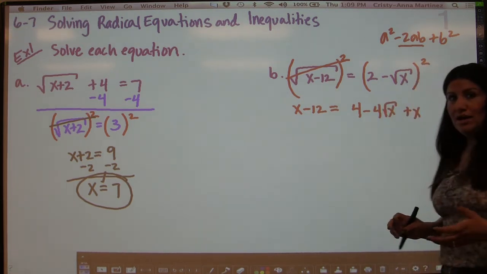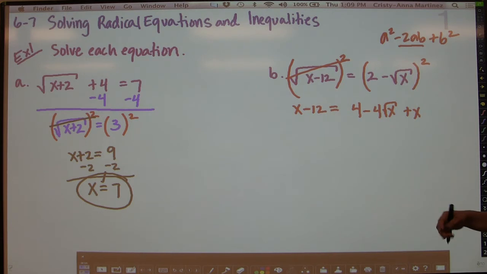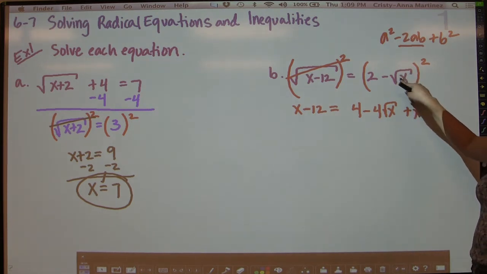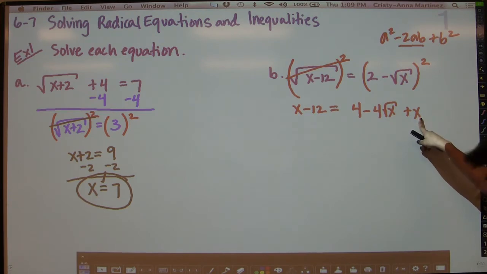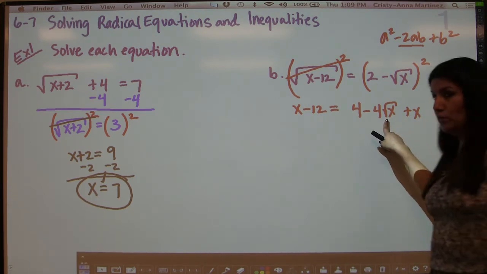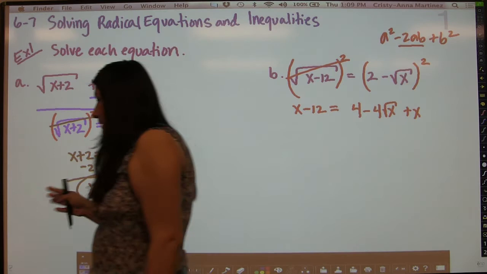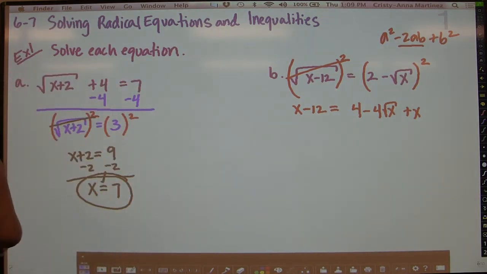So I said earlier that you're not going to get rid of the square root entirely. You did get rid of this root x here. It got squared and then became just an x. But now you introduce this minus 4 root x. And that's okay. That's going to happen. But I just want you to be aware that you can't just go a squared minus b squared with the right-hand side there. So instead, we end up with 4 minus 4 root x plus x.